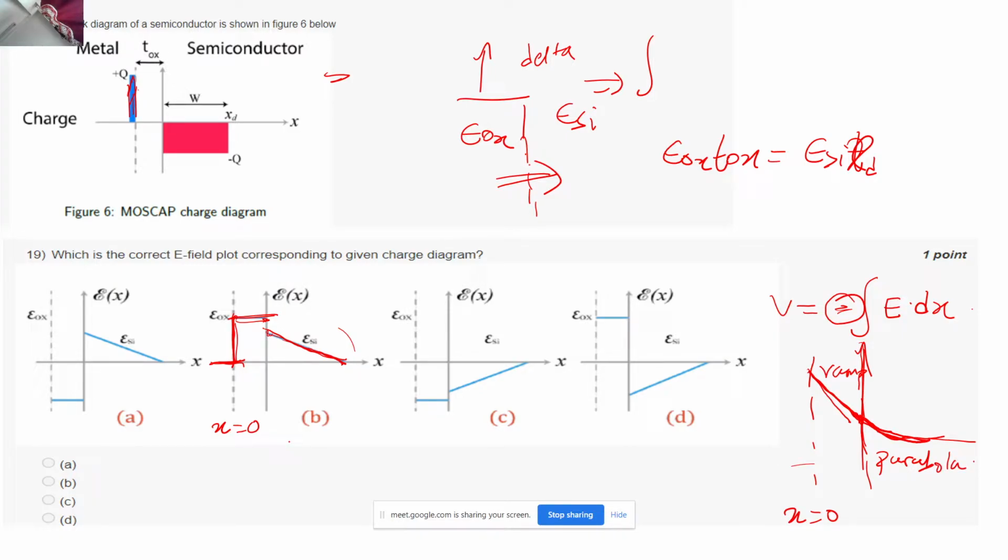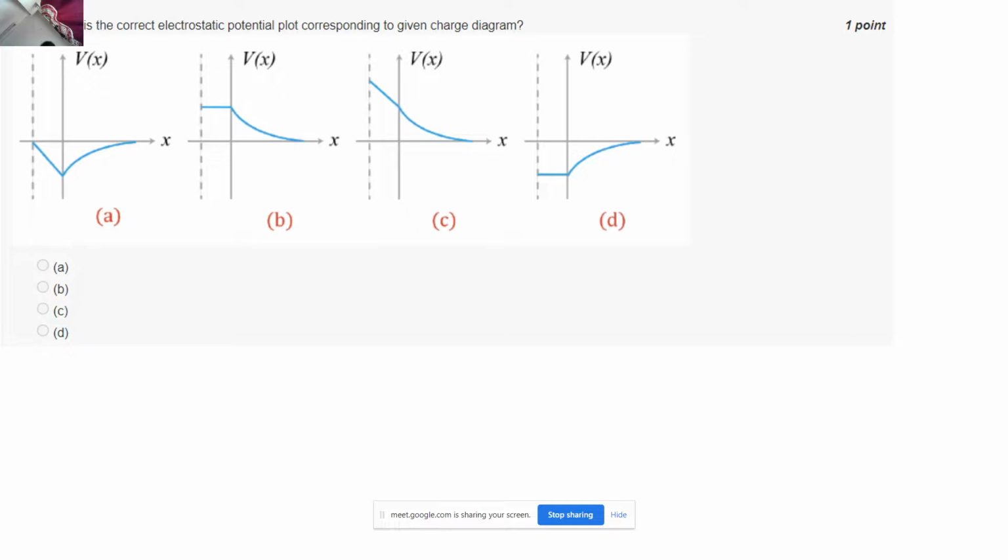So let's see. Option B is correct. Someone had said it. Oh, not option A, option B is correct. Correct. Now, I had just explained how the potential diagram will look. Now let's see which option is correct, right?